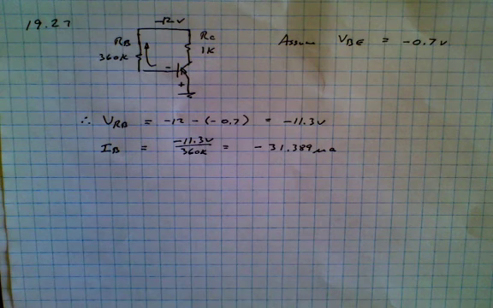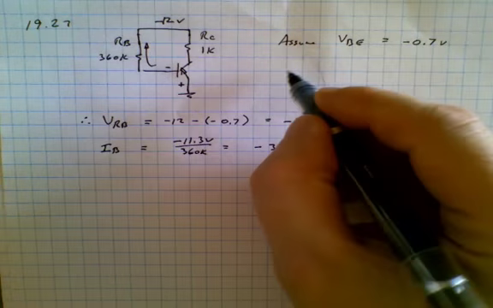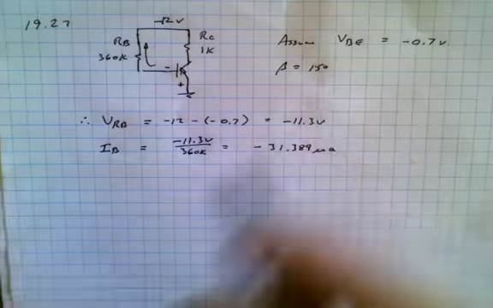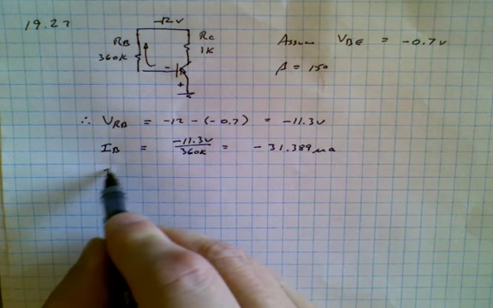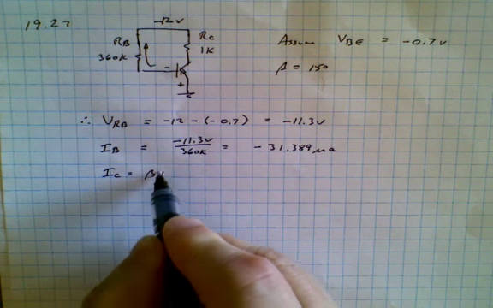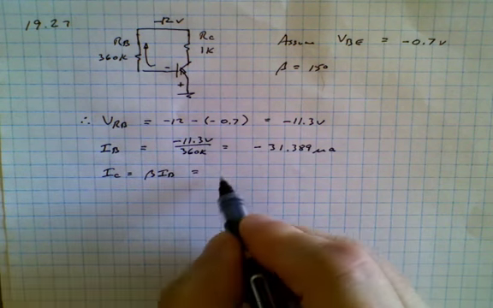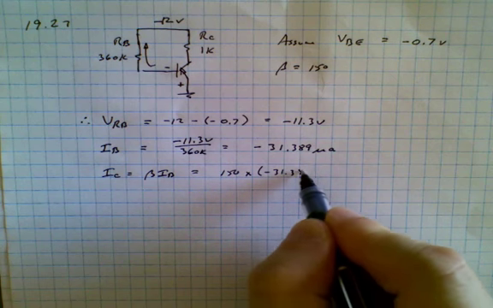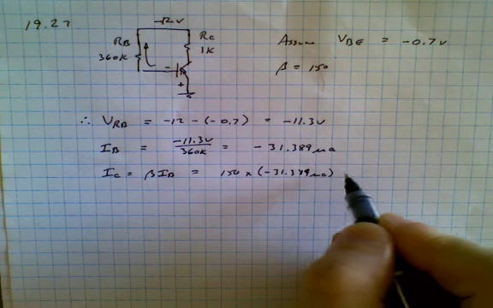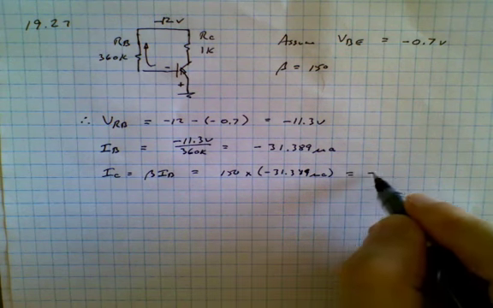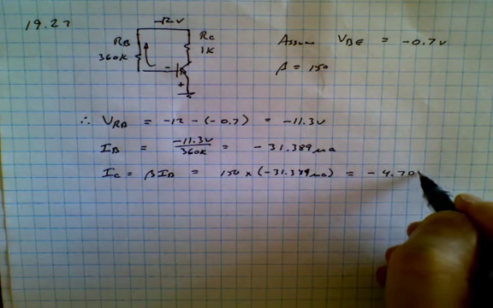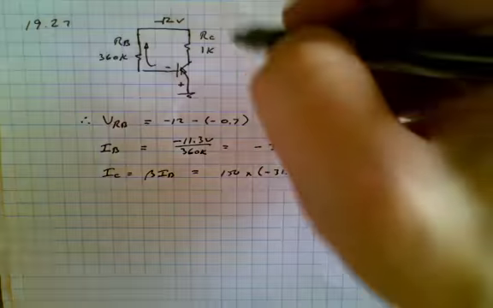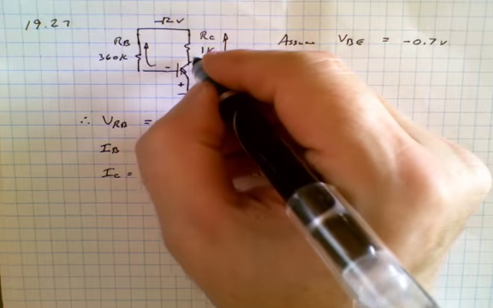Now, we were also told that the beta for this transistor equaled 150. Knowing the beta and the base current, we can find the collector current because IC is equal to beta times IB, which means that it's equal to 150 times the minus 31.389 microamps, and that equals minus 4.7083 milliamps. And again, the minus sign indicates that the current is flowing this way.